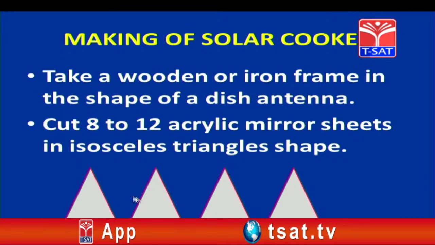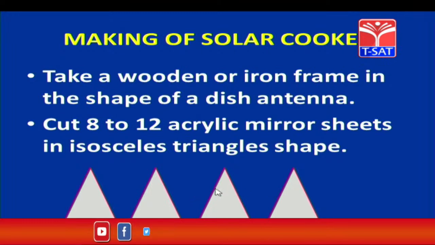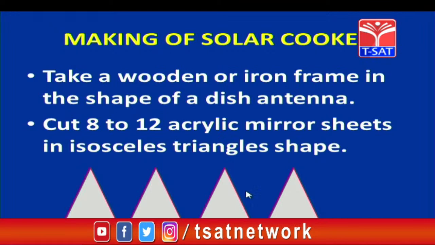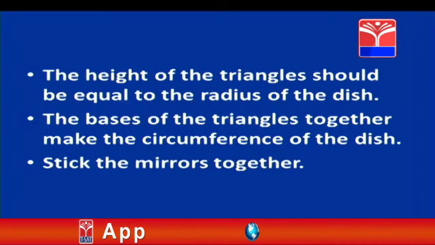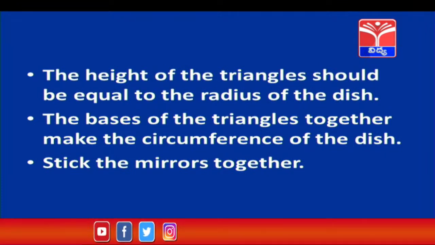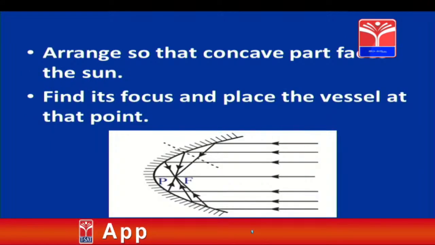See here, children, for your understanding, I have kept here an isosceles triangle shape. What do we mean by isosceles triangles, children? Two sides are equal. Okay children, any two sides are equal. So, we place these triangles in such a way that the height of the triangle is equal to the radius of the dish, and the bases of the triangles together make the circumference of the dish as you have seen in the image. Now, stick the mirrors together, arranged so that the concave part faces the sun.